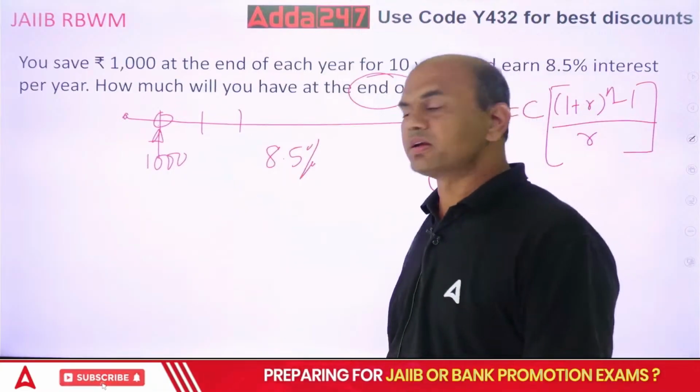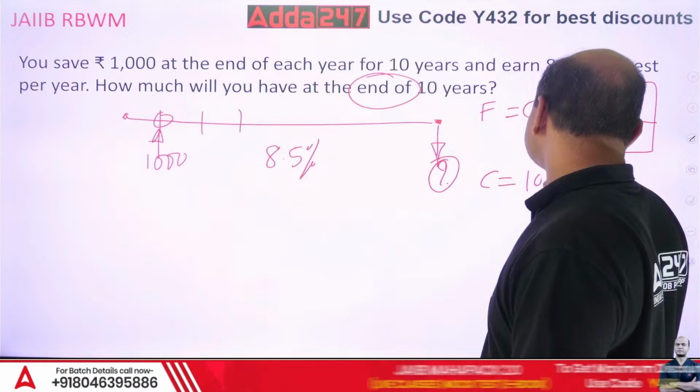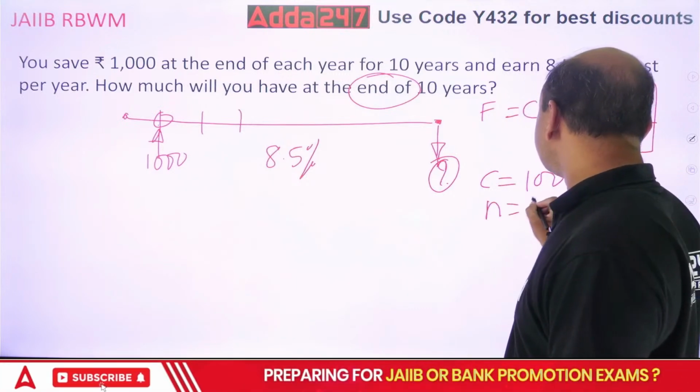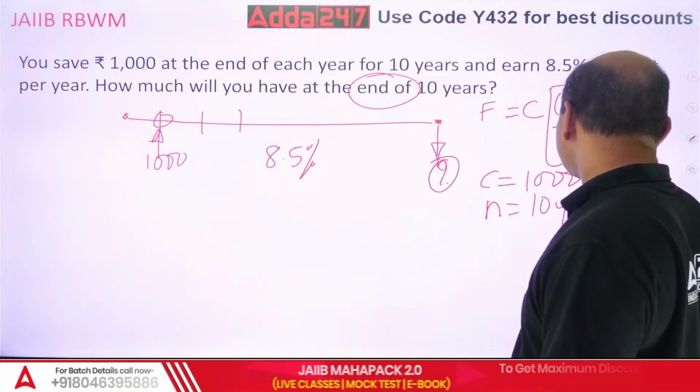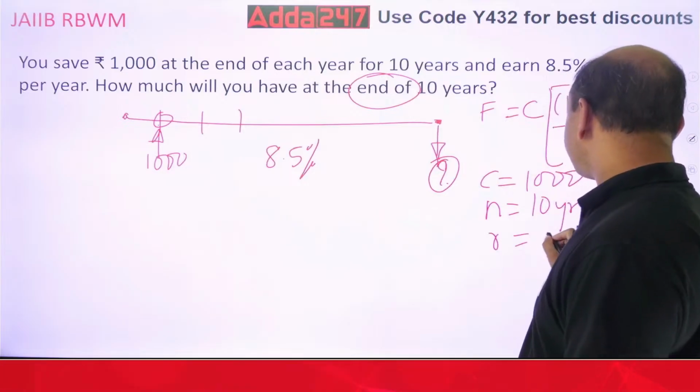Okay. So now you will be using this formula. What is C over here? See this C. C means every year what I invest, 1000. What is N over here? N equals to 10 years. What is R over here? R equals to 8.5%.